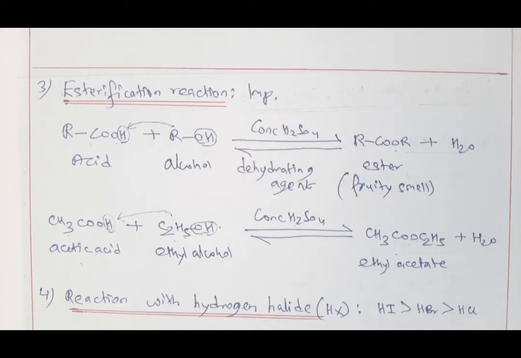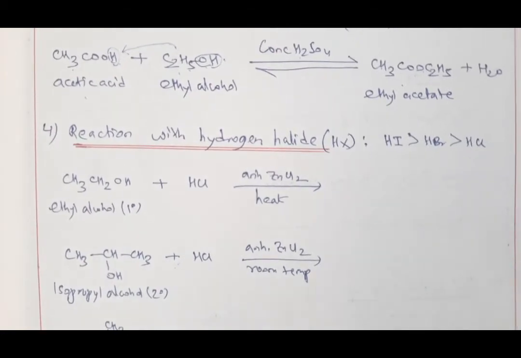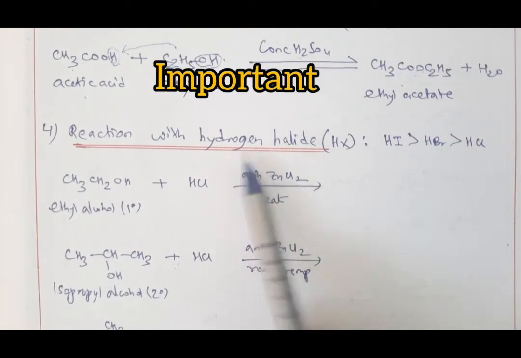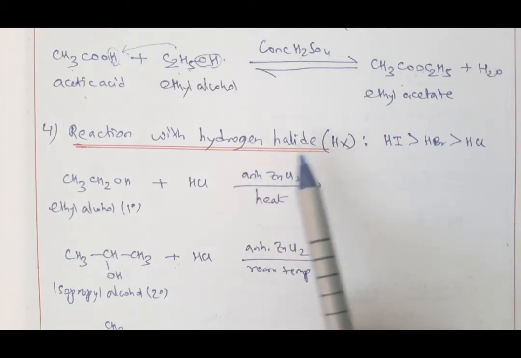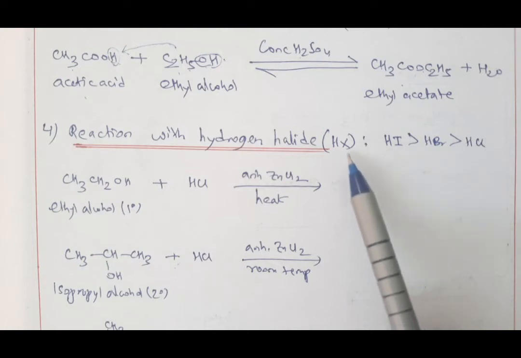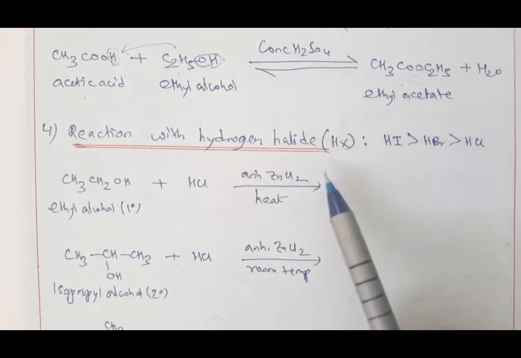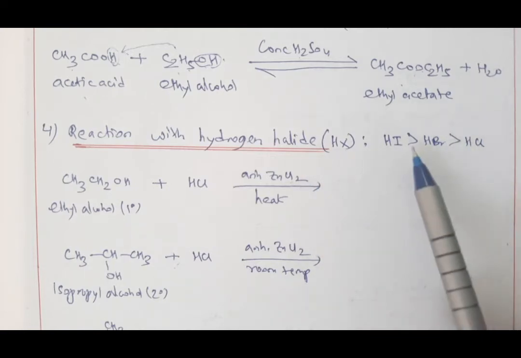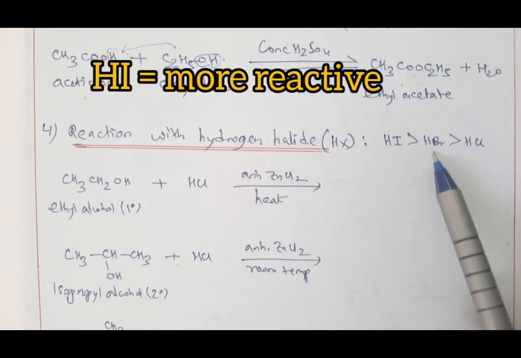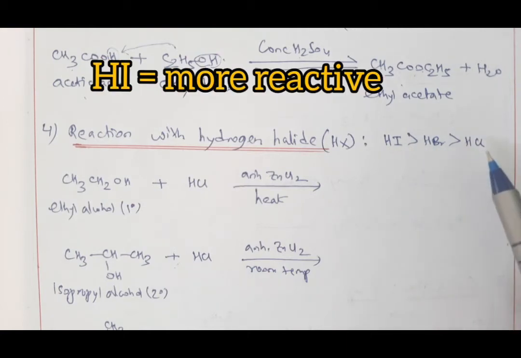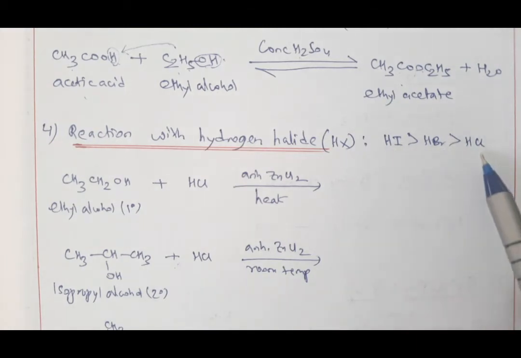Now we go to the number 4 property of it. Number 4 property is reaction with hydrogen halide. Hydrogen is hydrogen, halide symbol is X, so HX. Now look here. This X can be replaced with I, with Br, or with Cl. But do remember HI is more reactive than HBr, and HBr is more reactive than HCl. So the reactivity order is hydrogen iodide, then hydrogen bromide, then hydrogen chloride.